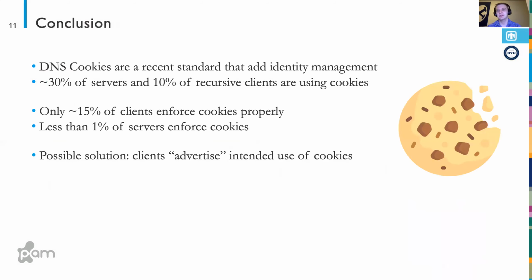In summary, the DNS is vulnerable to identity management attacks, such as cache poisoning and denial of service. DNS cookies are a standardized mechanism to mitigate these attacks. So we were the first people to measure adoption of DNS cookies, and we found that around 30% of servers and 10% of recursive clients were using them. However, we found that very few clients or servers were actually enforcing cookies, and as a result, those identity management attacks still exist, even for those who have adopted cookies.